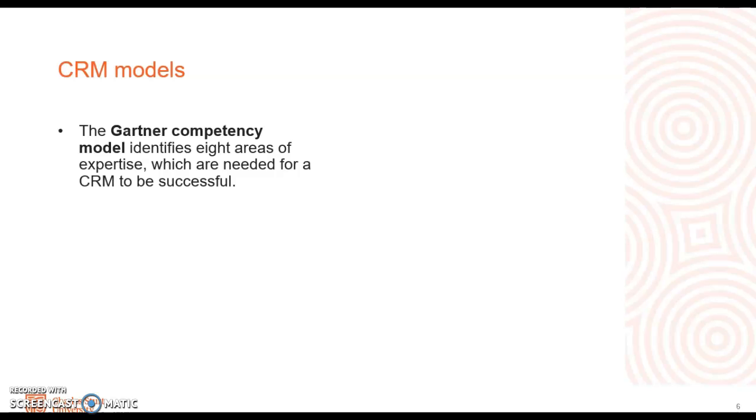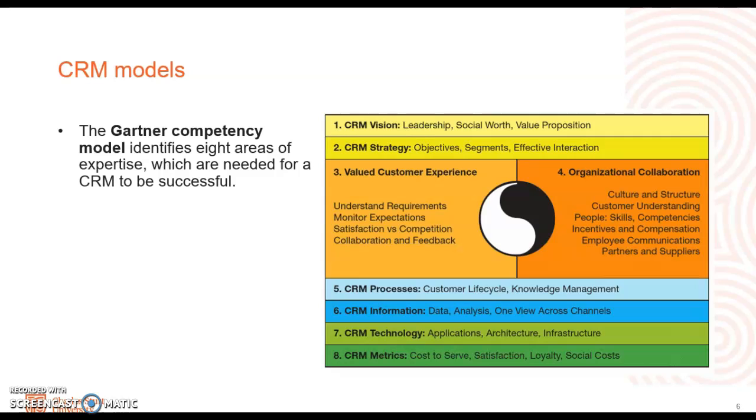And the last one is the Gartner Competency Model, which has 8 areas of expertise. I'm particularly drawn to this, probably because of the yin and the yang, and it's placing the customer experience as the most important, as well as the organisational collaboration. So as an organisation, we need to be able to collaborate to develop the best experience for our customers.